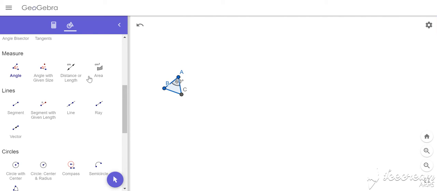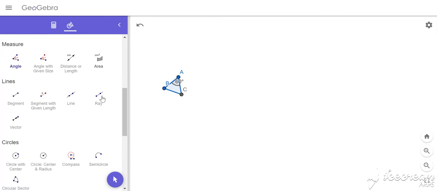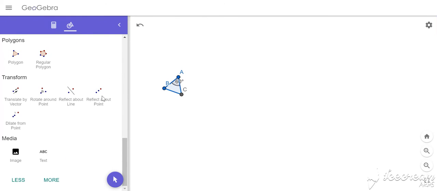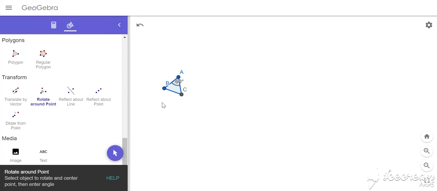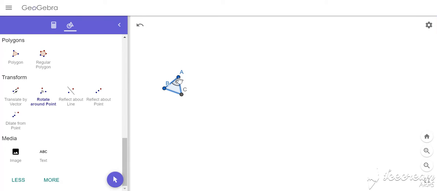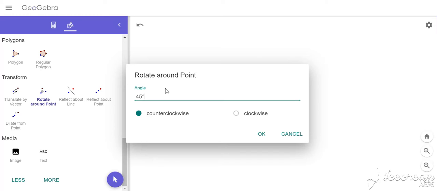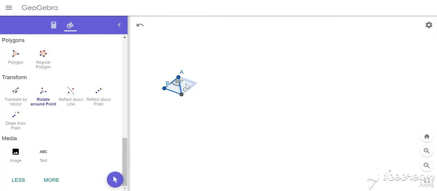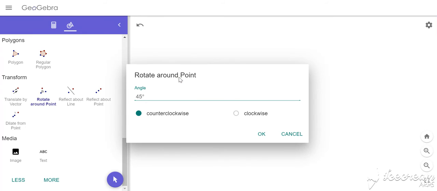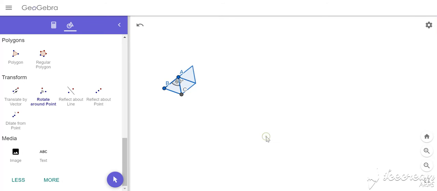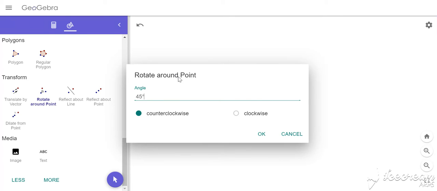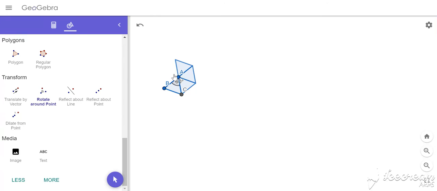Okay, so now let's keep flipping this triangle around so we can make a tessellation. You can go to rotate around a point. You will click the triangle. I'm going to select A, and since the interior angle of that triangle is 60, I'm going to hit 60 and hit OK. I'm going to do the same thing over again, hitting 60. And I'm going to keep doing this until every side is all filled in.